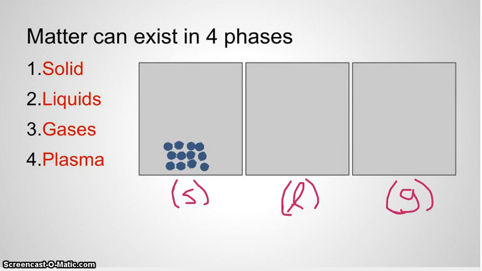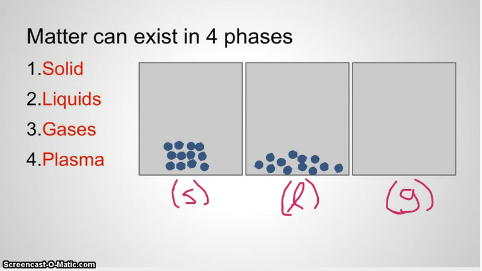Liquids are still going to be at the bottom of the container, but liquids have the ability to flow. So you're not going to have that definite pattern where they are stacked on top of each other, but they're going to be a little bit more spread out and more unorganized along the bottom of your container.